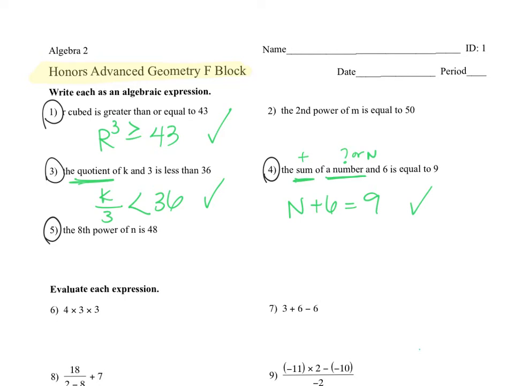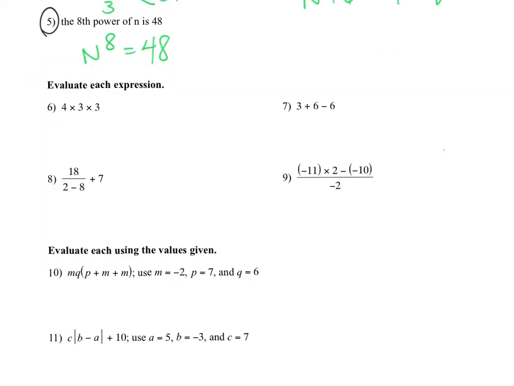Number 5, last but not least, the 8th power of n, so n to the 8th is 48, and I am done. Okay, so the next section says evaluate each expression, so you are actually going to be using PEMDAS, or order of operations in this case. So I'm going to do number 6, I think you guys will be okay with that. So I'll do 7, and I will do 8, and I will do 9.